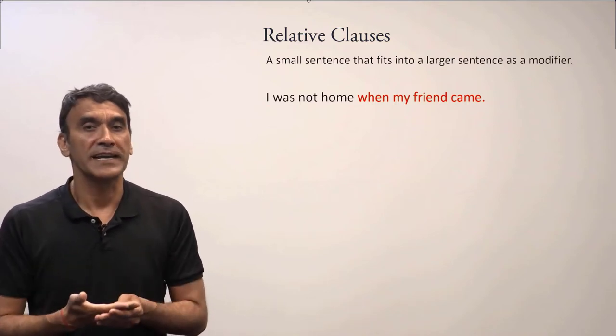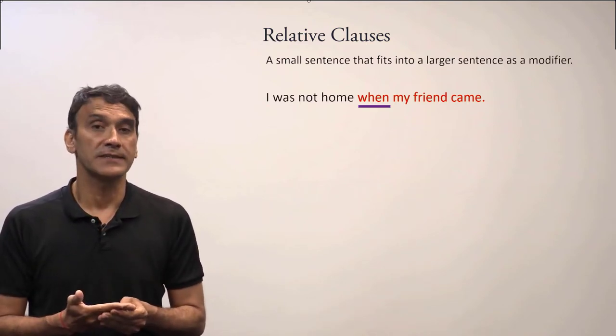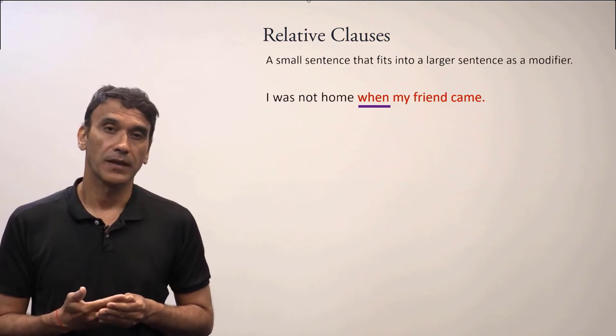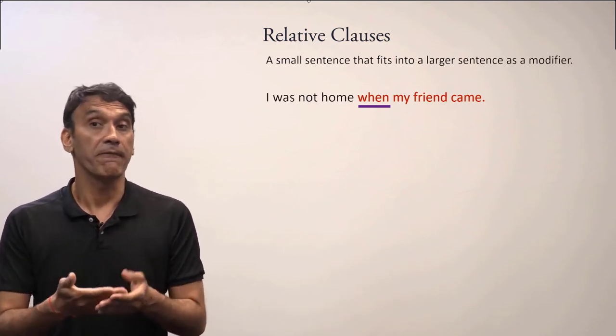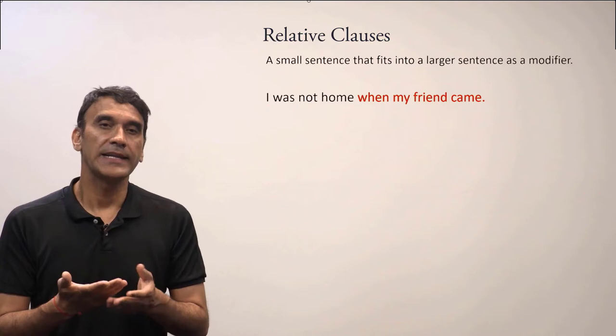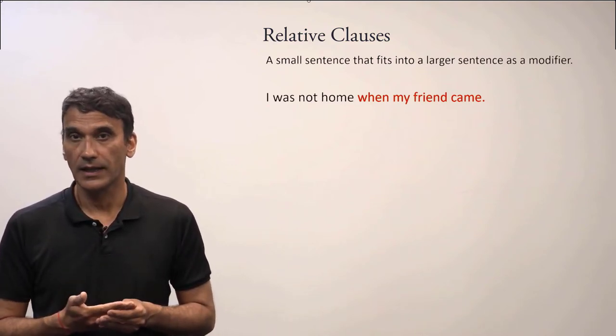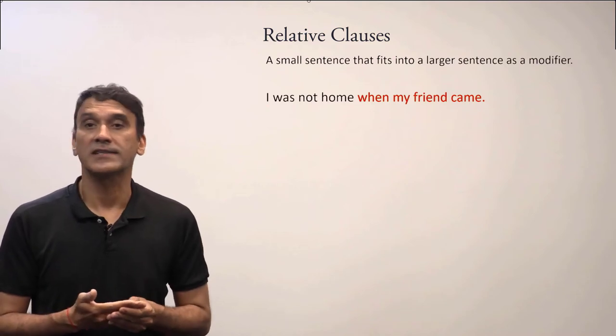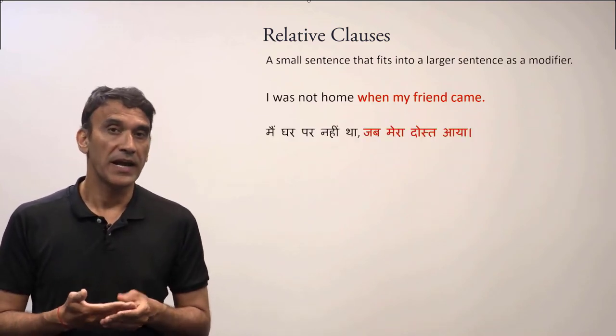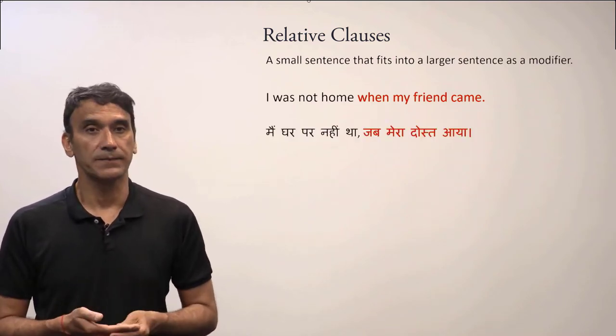A relative clause in English is usually connected to the main sentence with a question word. In this case, the question word is when. Hindi has a range of relative words that are used to make relative clauses. Let's take the same English sentence translated into Hindi. Main ghar par nahi tha jab mera dost aaya.